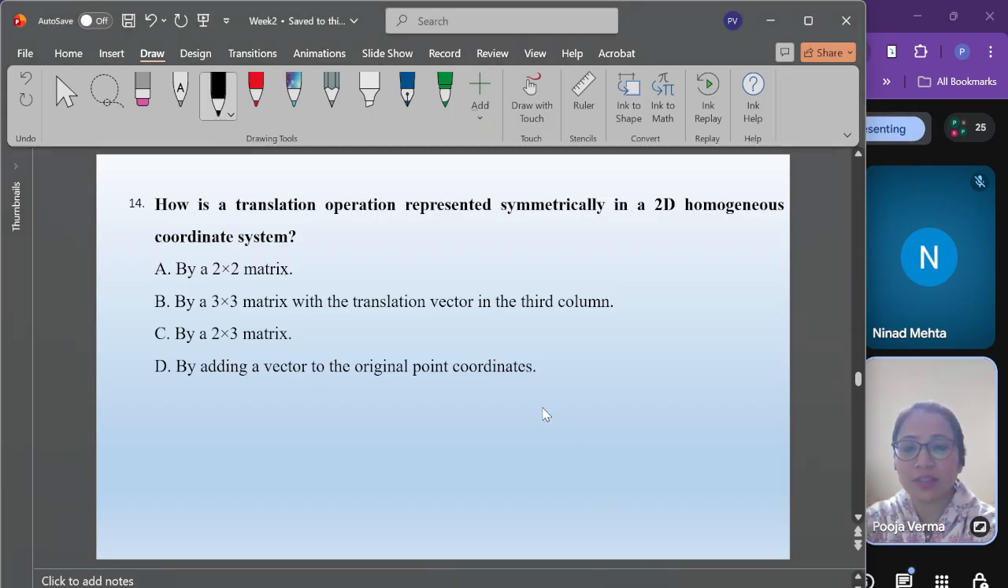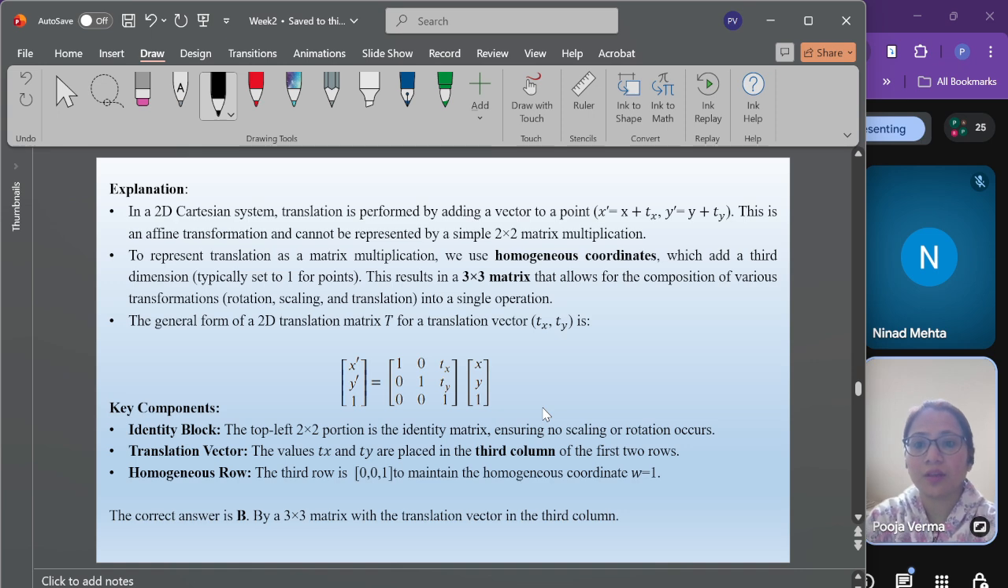Okay, so let's see the solution here. The explanation is given here. In a 2D Cartesian system, the translation is performed by adding a vector to a point like this: x' = x + tx and y' = y + ty. So this is an affine transformation that cannot be represented by a simple 2 cross 2 matrix.